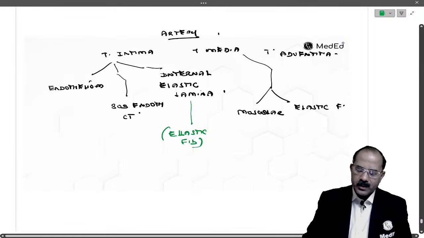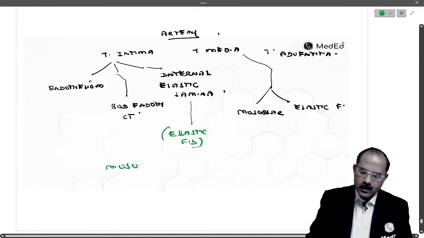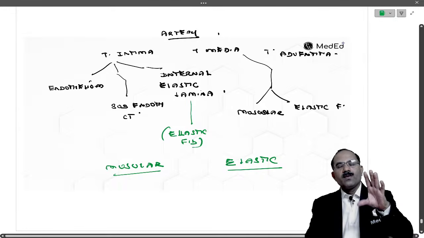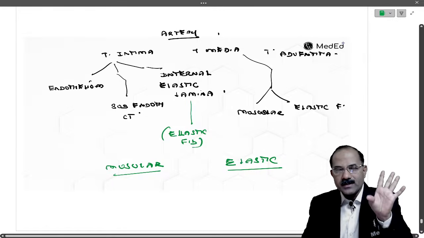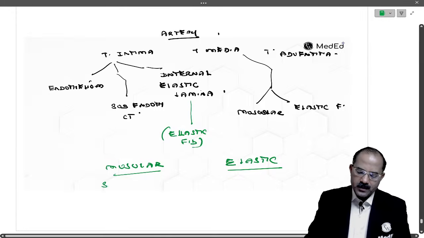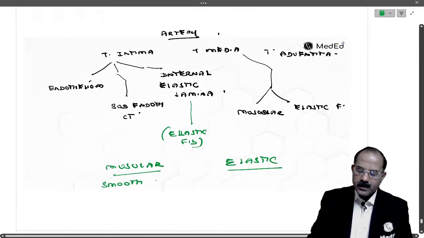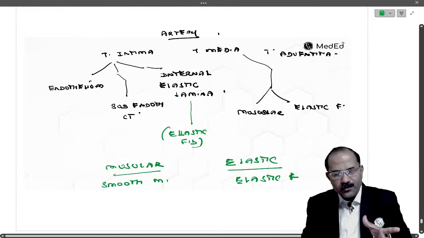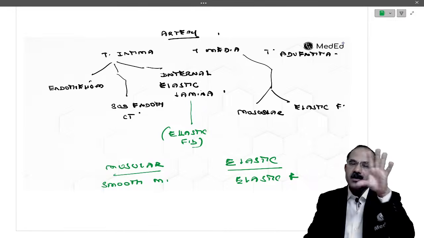Now, arteries are of 2 types. One is a muscular artery and the other one is elastic artery. Now, how do you identify muscular and elastic artery? The tunica media of a muscular artery contains a large number of smooth muscles. The tunica media of an elastic artery contains a large number of elastic fibers. Tunica media of a muscular artery contains muscular fibers.